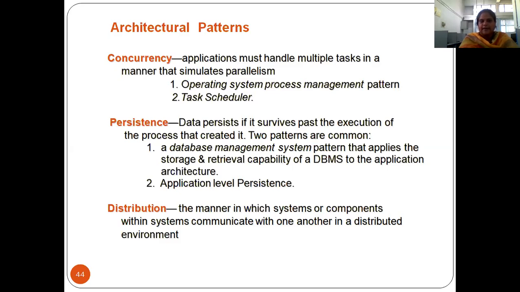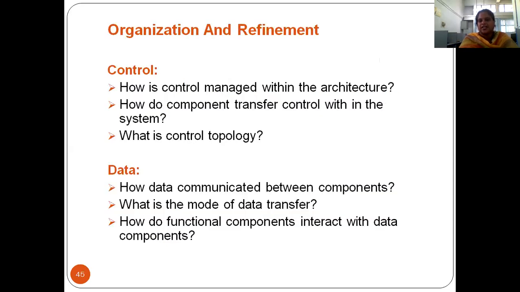Next one, distribution. This is the manner in which systems or components within the systems communicate with one another in a distributed environment. So here the components will be distributed and they will communicate with one another in a distributed environment. We have different components, so they are distributed within each other in this distributed environment. So these are the architectural patterns.